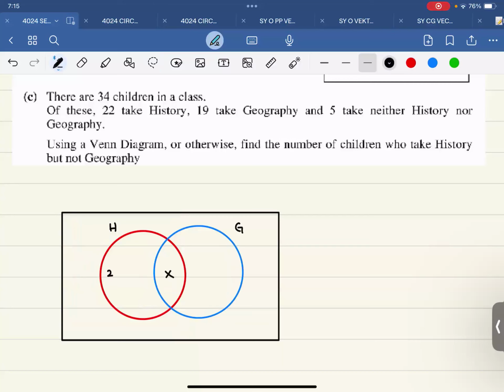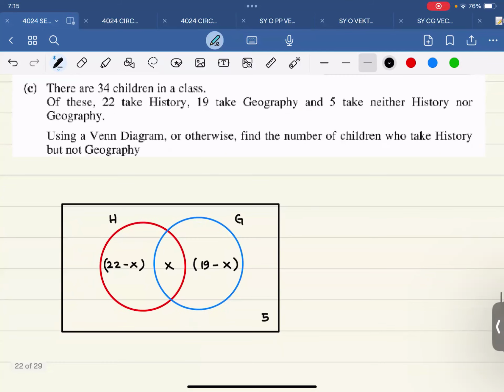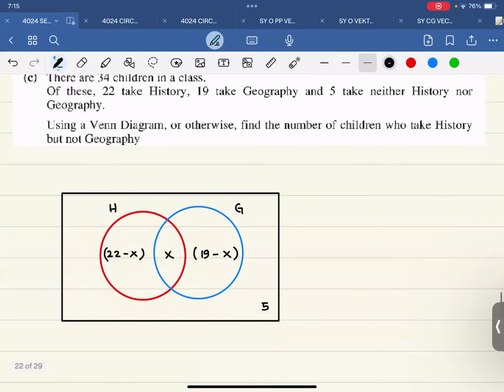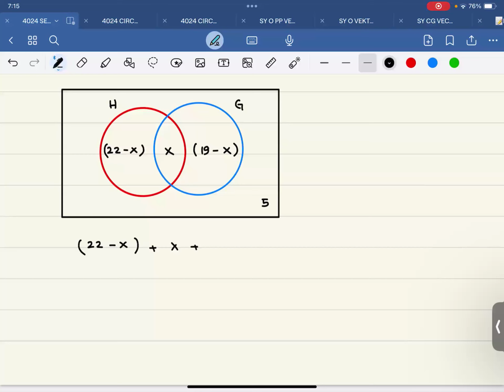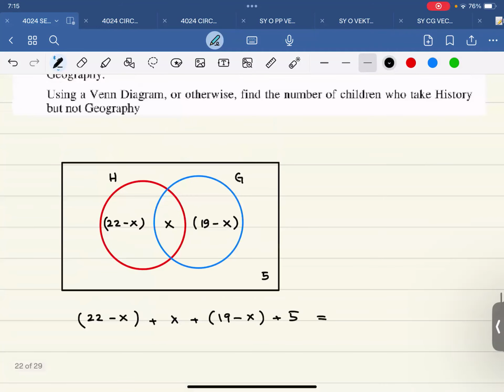Only history is 22 minus X. Only geography is 19 minus X. 5 take neither history nor geography. And they all add up to 34. Let's first find X. So 22 minus X plus 19 minus X plus 5 equals to how much? That's 34.